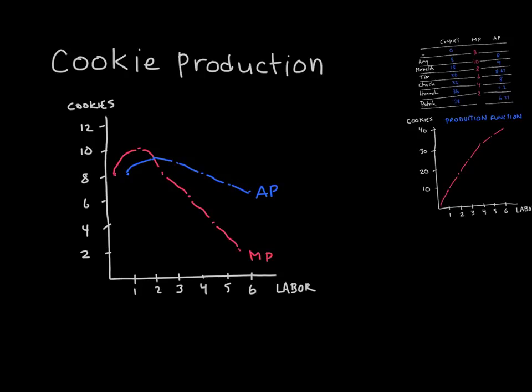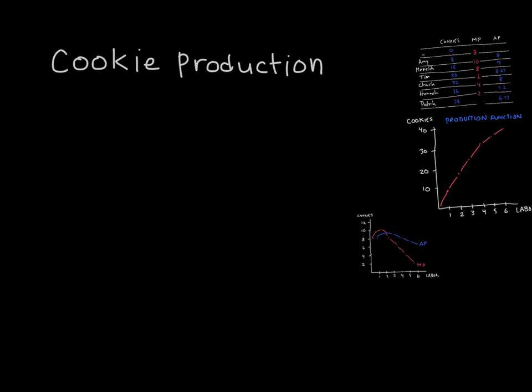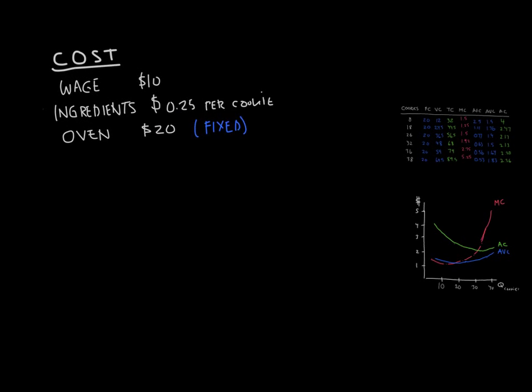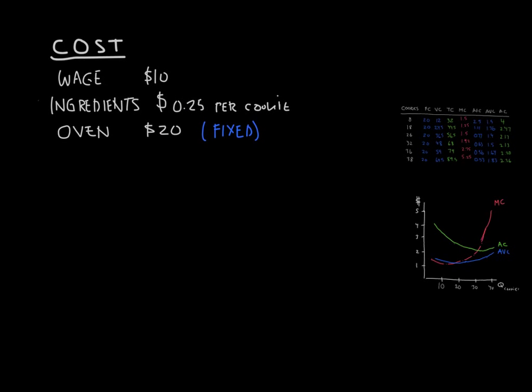Now, in order to get all of us to work together, Dr. Hassan had to pay us money. When we add money, we can derive our cost curves. So let's do that next. Dr. Hassan is going to have to pay us some money, and this is what he had to pay us. Each person was going to get $10 for their hard labor, and the ingredients cost 25 cents per cookie.